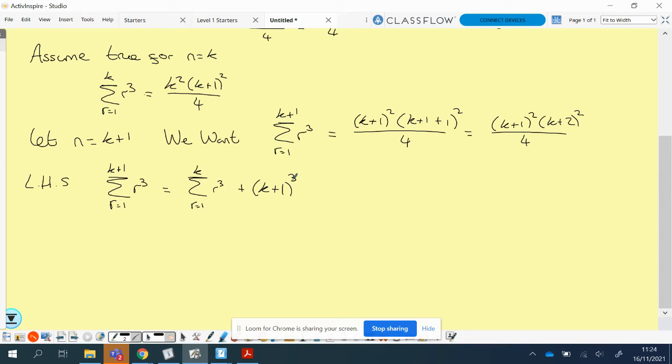Yep, okay. Now remember, we're allowed to assume what this first thing was. So I'm going to use what I assumed to swap out for that first summation there. So that's going to be k squared, k plus 1 all squared, over 4, plus k plus 1 cubed.